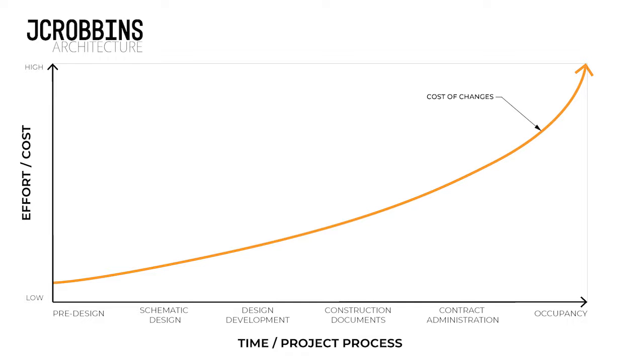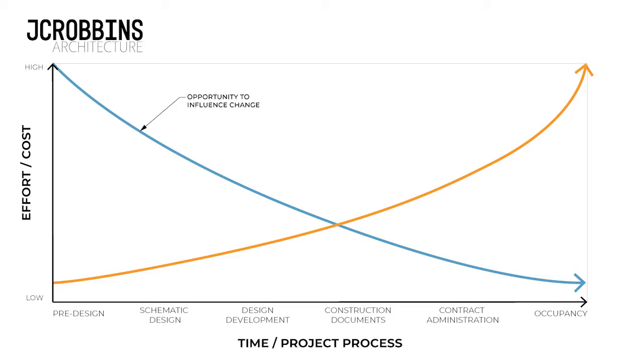The first curve shown is the cost of changes as the project progresses. In the beginning, the cost to change is very low because the drawings are preliminary and nothing has been built. The cost of change continues to rise exponentially as time moves along.